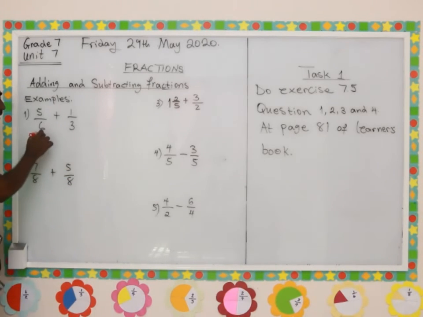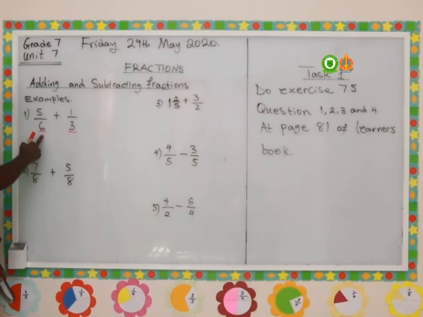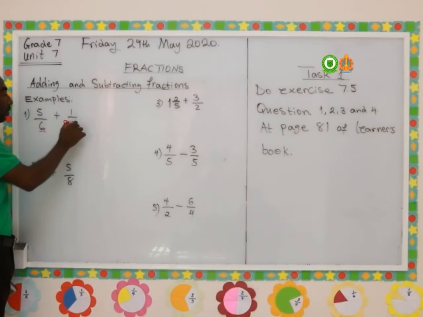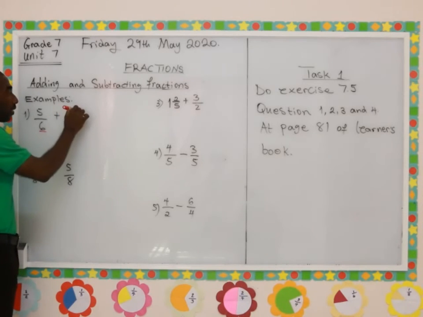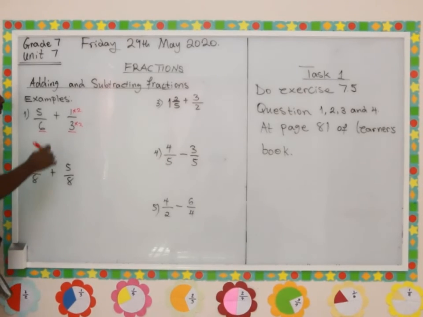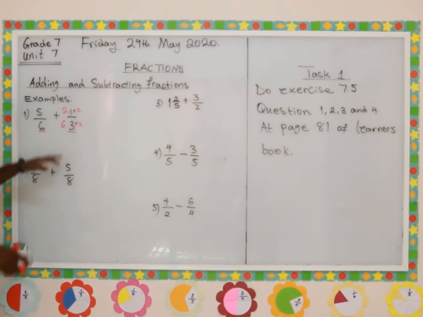So now we have 6 here and we have 3 here, so they are not the same. What we have to do is change our 3 so that it becomes the same as 6, because we cannot reduce the 6 but we can increase our 3 to be 6. So we multiply here by 2. Whatever you do to the denominator, you do the same thing to the numerator. So we also multiply here by 2, okay? So this side changes to 2 and this side changes to 6.